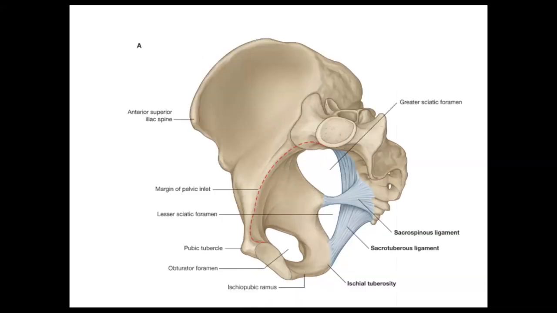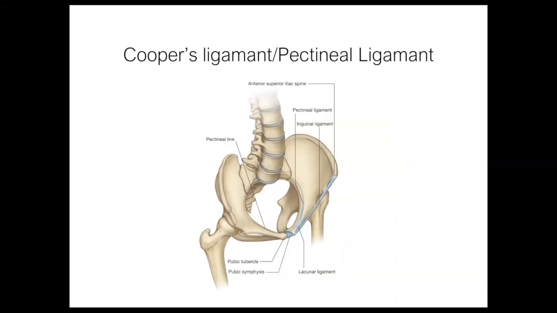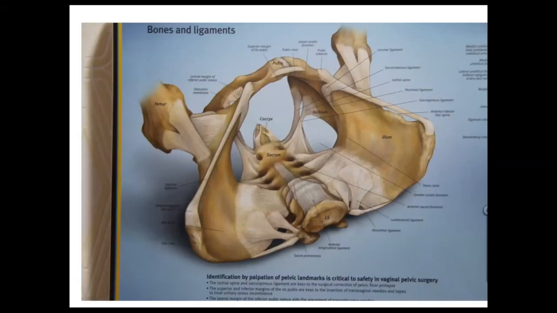Now, these ligaments are important, the sacrotuberous and sacrospinous, because they divide the pelvis into the greater sciatic and the lesser sciatic foramen. We don't see these foramens, but we must know where they are when we are doing laparoscopic surgery. The important ligaments here are the lacunar ligament and the pectineal ligament. We don't do Burch colposuspension very much nowadays, but these are ligaments that are important when you do colposuspensions.